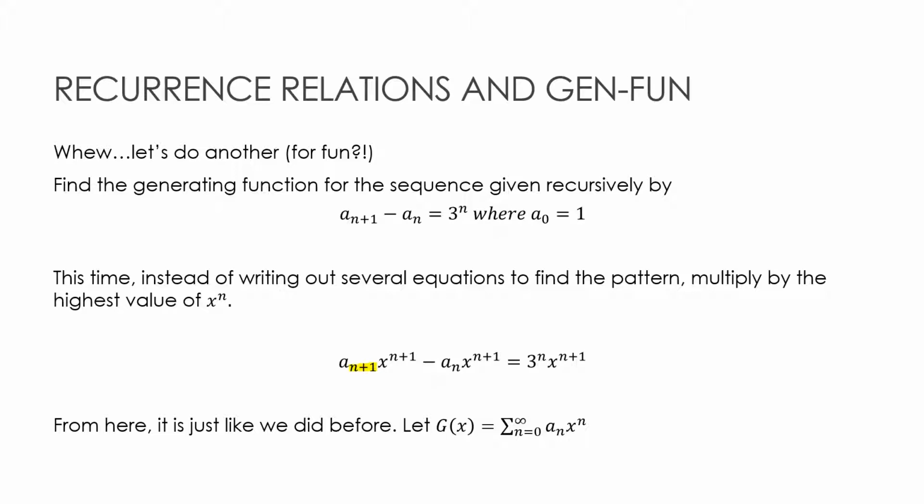This is a sub n plus 1 minus a sub n equals 3 to the n, where a sub 0 is 1, so our first term is 1. This time, instead of writing out the equations, we're just going to do it the cheap way, and the cheap way is to multiply by whatever the highest value of x to the n is. So really I'm just looking for the highest subscript, which is n plus 1. Notice I've taken everything times x to the n plus 1, and just like we did before, we're going to set g of x equal to our generating function, our power series.